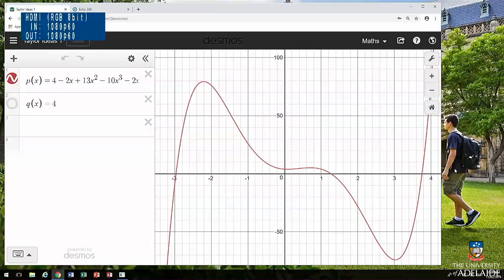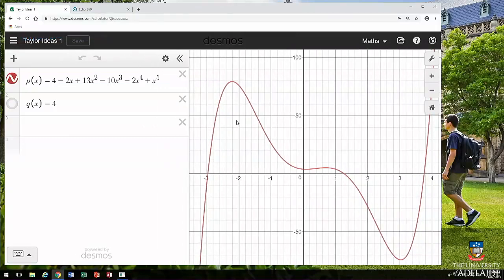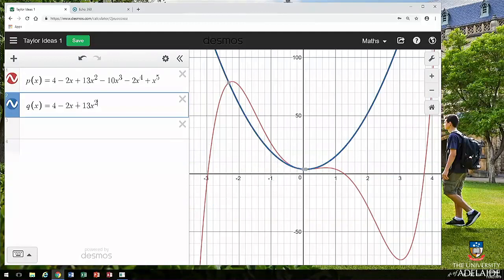So this is a polynomial. It's 4 minus 2x plus 13x squared minus 10x cubed minus 2x to the 4 plus x to the 5. And what I'm going to do is start typing it again from the lower powers, which is why I've written it in this order. So that's 4 minus 2x looks like that, plus 13x squared looks like that, minus 10x cubed looks like that.